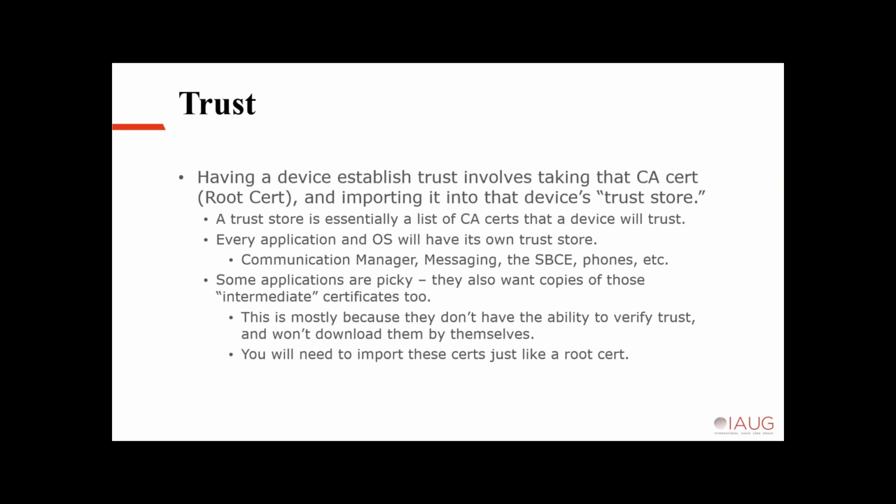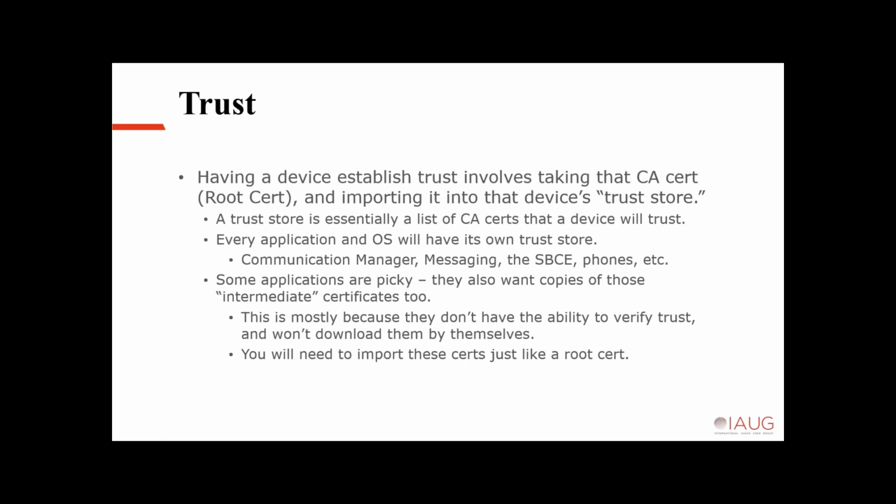So having a device establish trust involves taking that certificate authority cert, that root cert as we like to call it, and importing it into that device's trust store. A trust store is essentially a list of security authority certificates that a device will trust. Every application and operating system will have its own trust store. So Communication Manager, Messaging, SBC, every phone that you have, all the operating systems that you have, all of them have their own trust store.